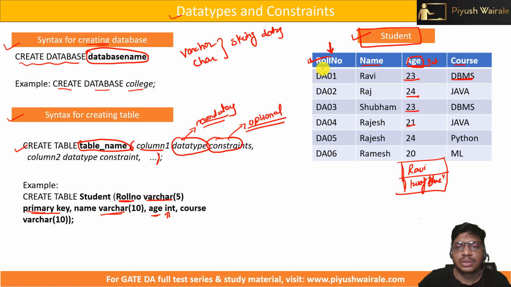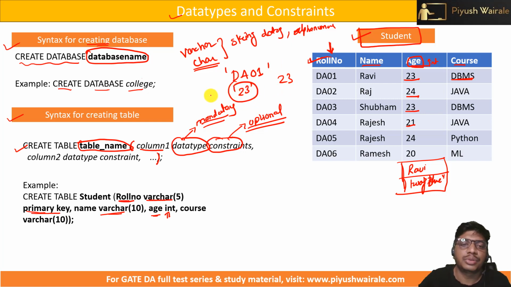String data type means alphanumeric also, having alphabets and numerics, right? In order to insert char and varchar values, we use single quotation. So if I want to insert a record of a roll number, I have to specify the roll number DA01 like this. But for an integer, we don't have to specify any single quotation. We just mention 23, that's it. But if I put 23 inside the quotation, this will be a string.